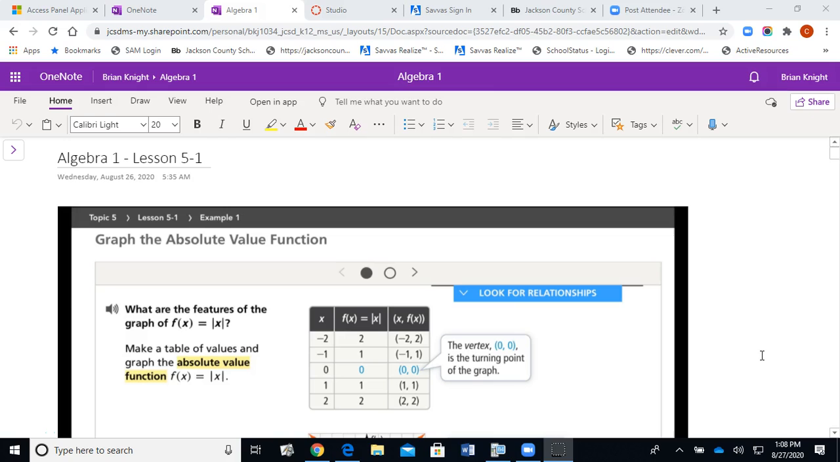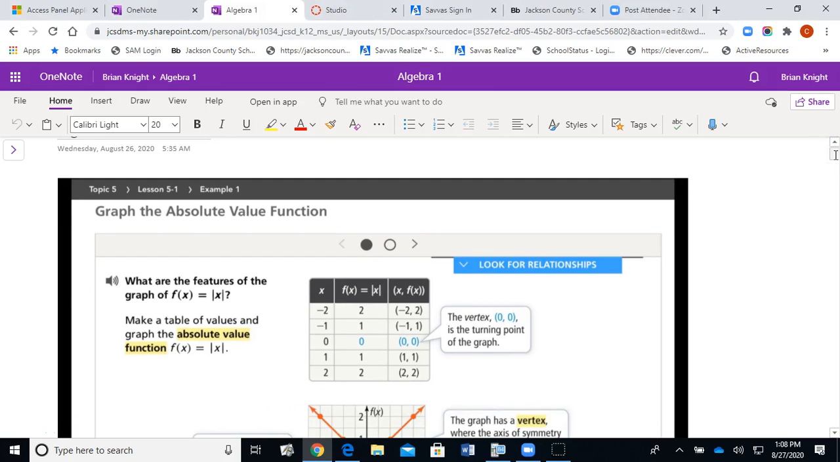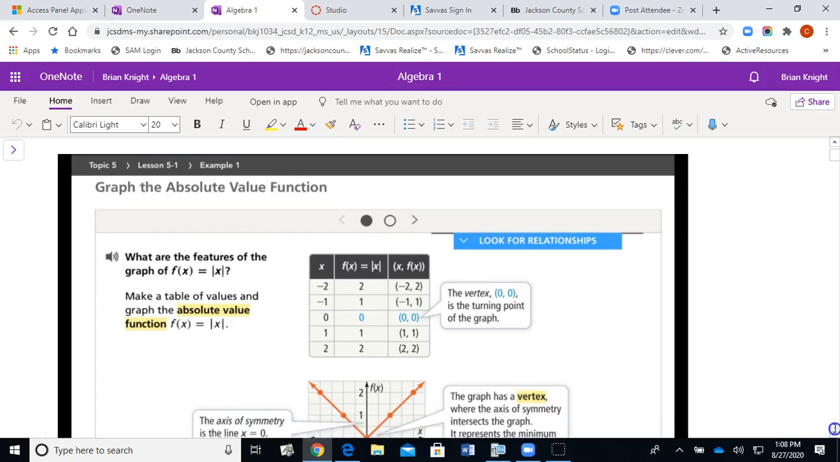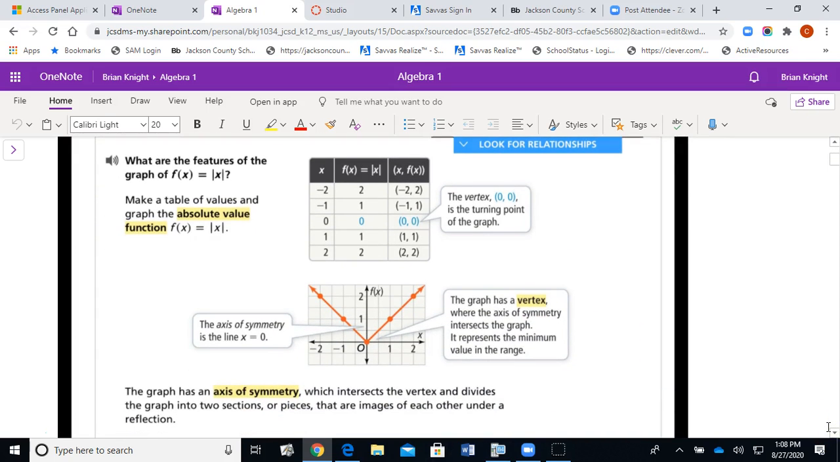And we're going to do lesson 5.1. Okay? Lesson 5.1, this chapter we're going to be talking about graphing absolute value functions. This first little slide here is just basically talking about the features of an absolute value function.